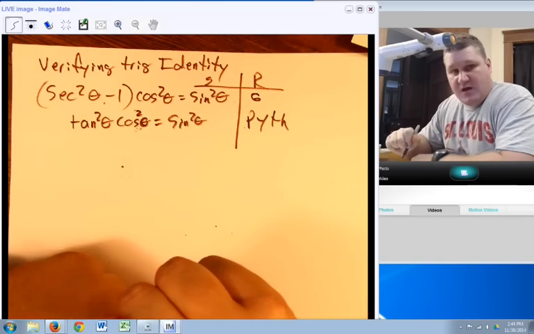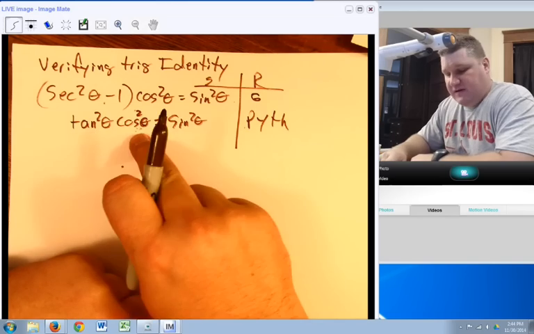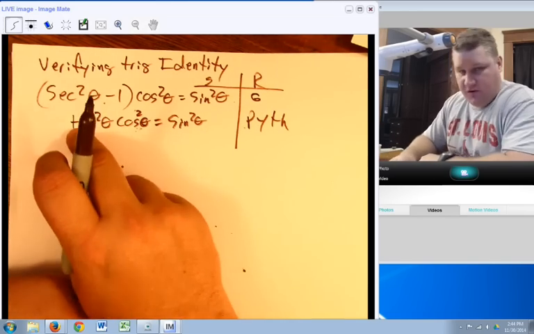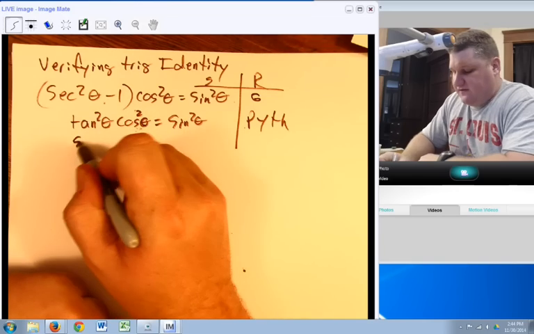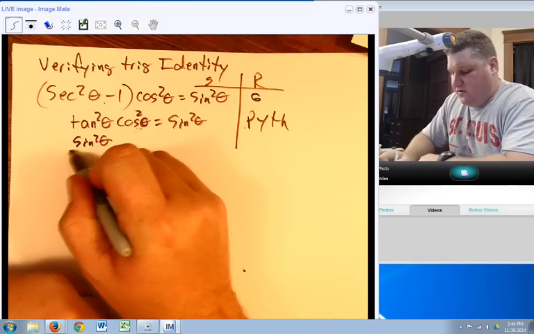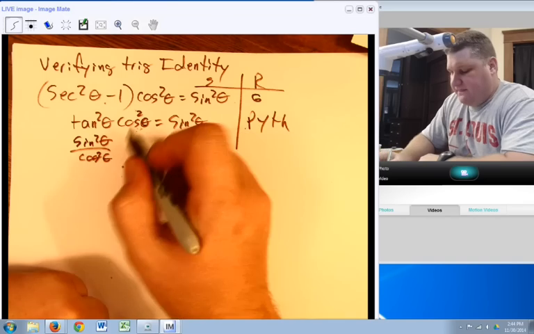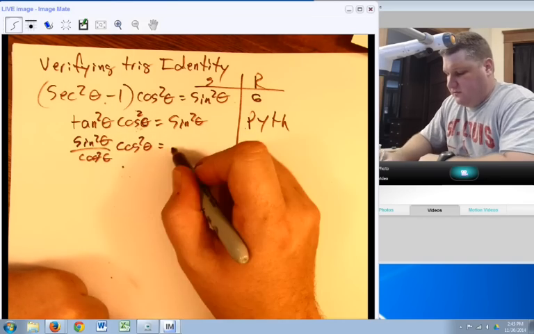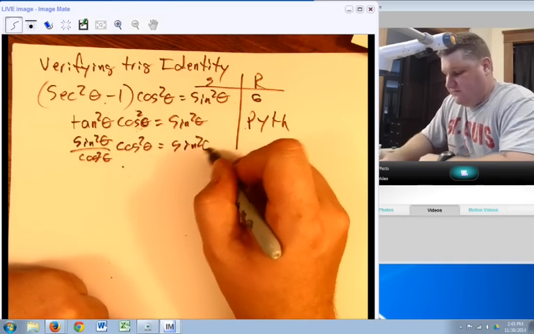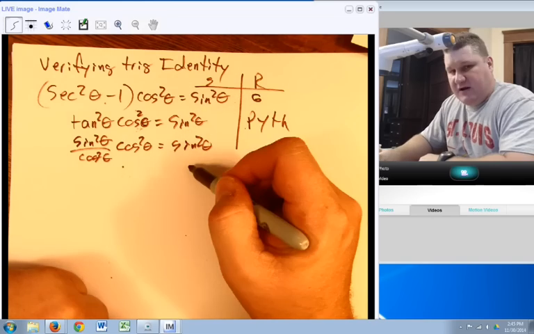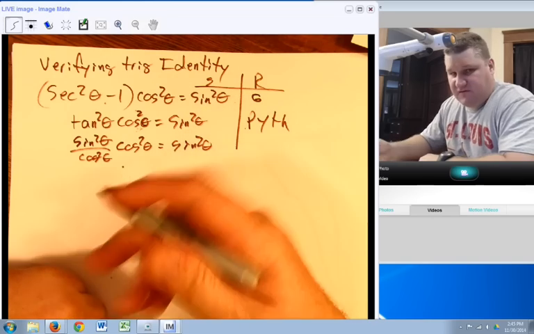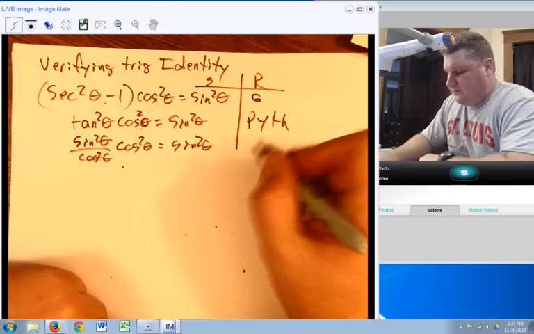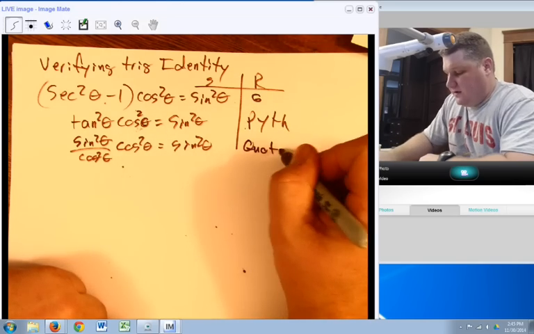Now, from here I say, okay, how do I get these into sine squared? Well, again, I have tangents. I prefer sines and cosines. So let's change that into sine squared theta over cosine squared theta times cosine squared theta equals sine squared theta. Again, you don't have to keep writing this side down because it's not going to change. I just have to keep writing it down to make sure you understand it's still there. This happened by using the quotient property.